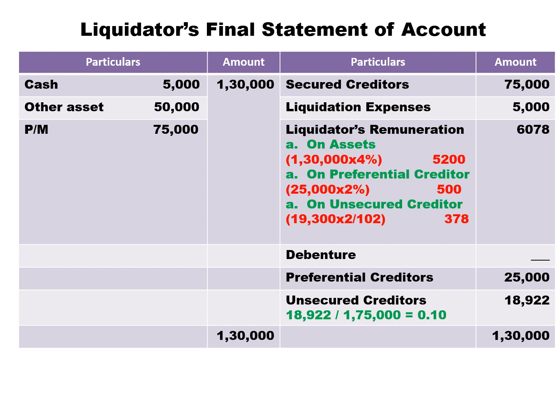Then we have liquidator remuneration, which is calculated on 3 bases: on assets 4%, on preferential creditors 2% and on unsecured creditors 2%. On assets including cash, 1,30,000 into 4%, we get 5,200. On preferential creditors 2%, 25,000 into 2%, we get 500. And on unsecured creditors, keep it pending. We shall check whether sufficient amount is available or not.